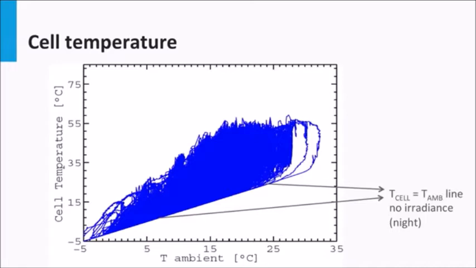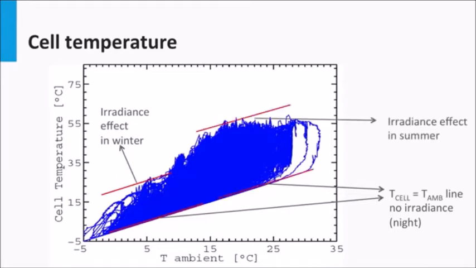The uneven spread of the cell temperature above the ambient temperature can also be explained. When the cell temperature is closer to the ambient temperature, this is because the impact of irradiance is lesser, meaning these set of points correspond to the irradiance and ambient temperatures during winter. Similarly, when the T cell values go much higher than the ambient values, it's because the irradiance effect in the summer is quite high.